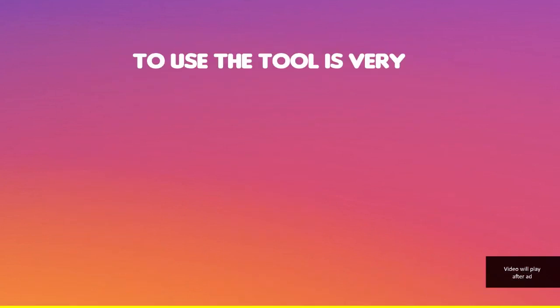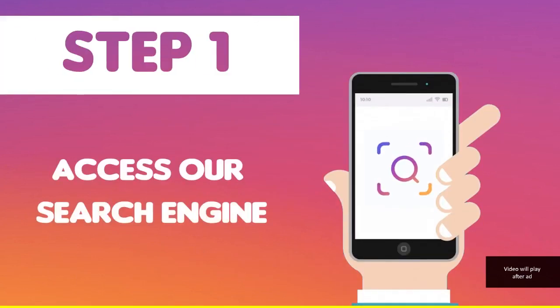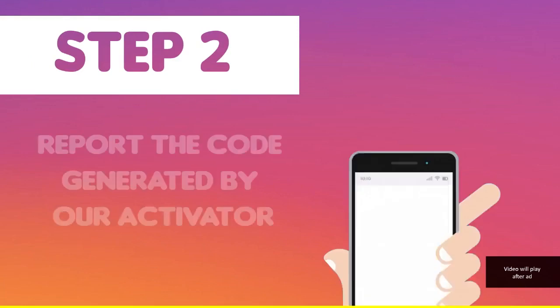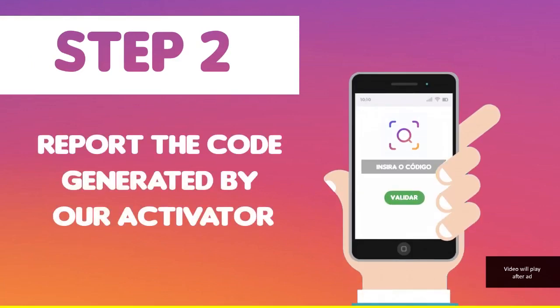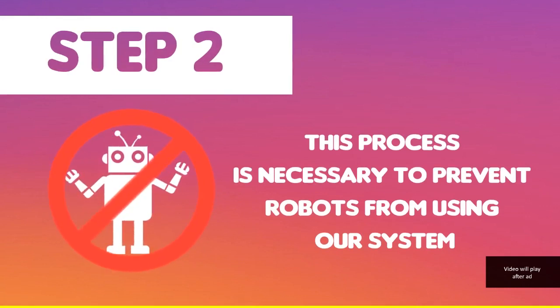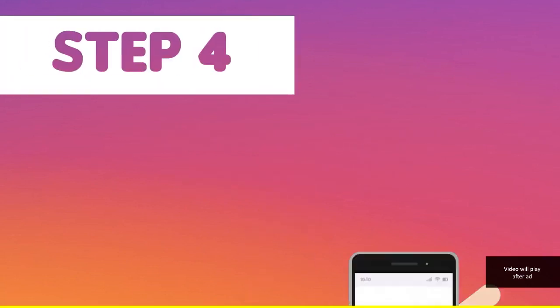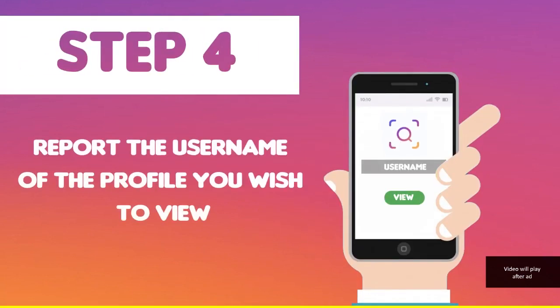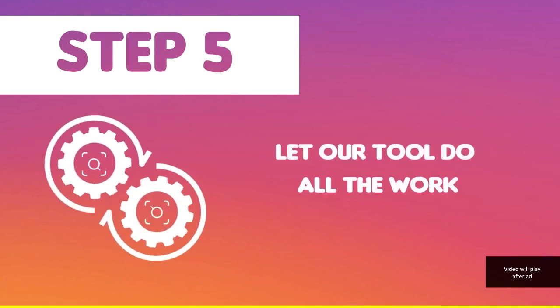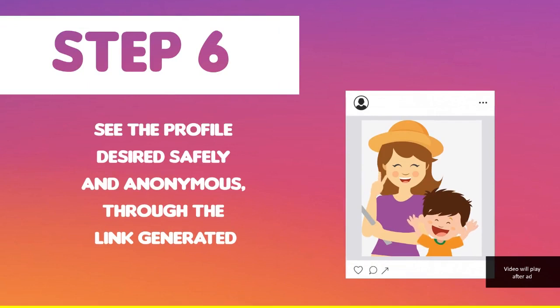To use these tools is very simple and fast. It is just following the instructions. Step 1. Access our search engine. Step 2. Report the code generated by your activator. This process is necessary to prevent robots from using our system. Step 3. Our system will validate the informed code. Report the username of the profile you wish to view. Step 5. Let our tool do all the work. Step 6. See the profile desired safely and anonymous throughout the link generated.